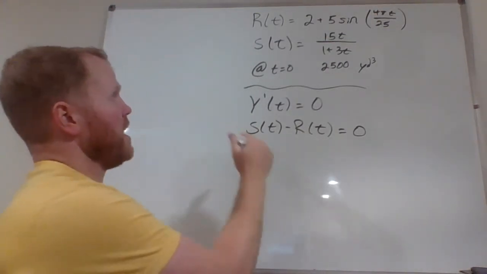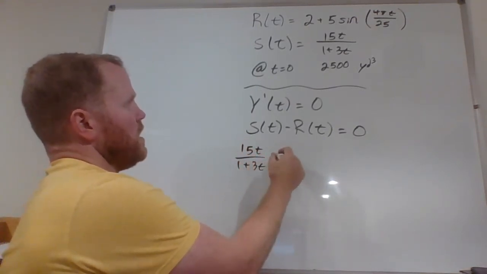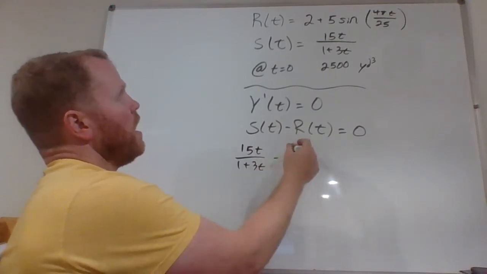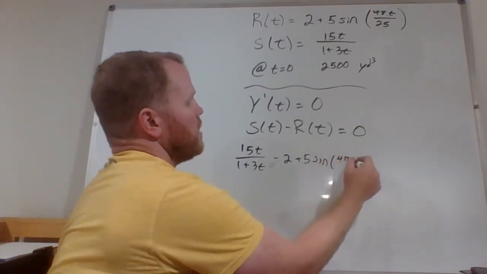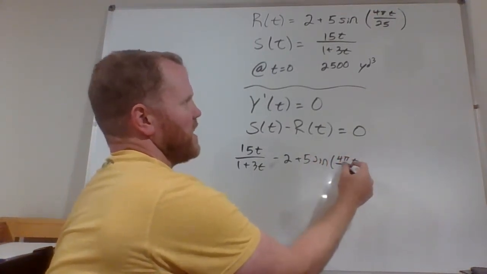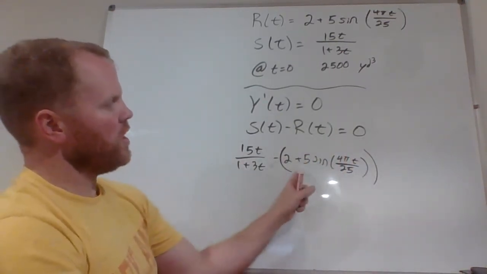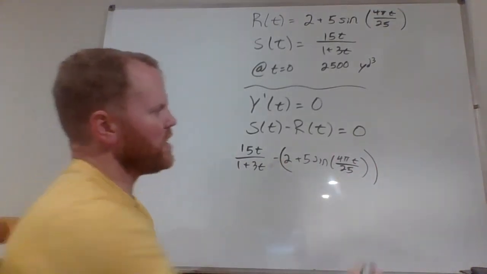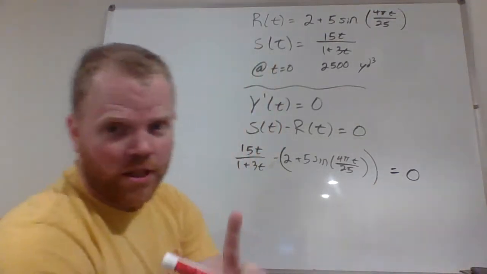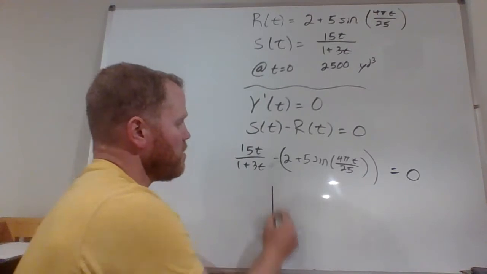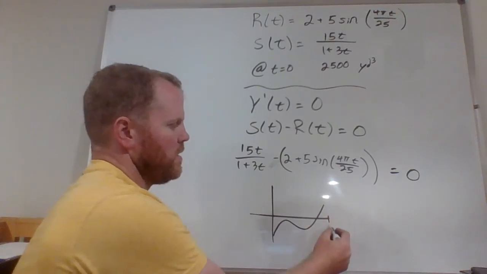Just basically make it 15t over 1 plus 3t minus 2 plus 5 sine of 4 pi t, or I guess you have to type in x's in the calculator instead. Also, just be careful here. If you're subtracting the whole r of t function, that has 2 pieces, so you need to be subtracting all of this, and we want to know when this is 0. I recommend solving this in the calculator, and changing your viewing window to be between 0 and 6, and what you should get is a graph that looks something like this.